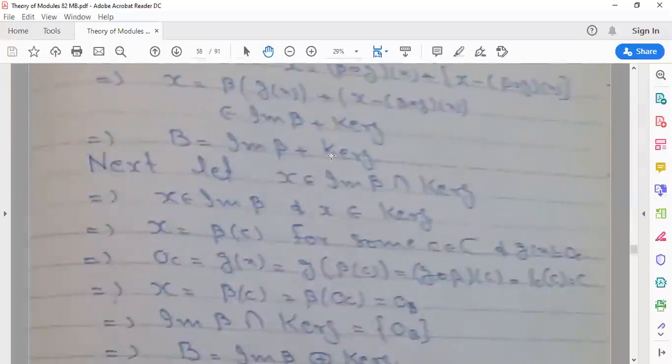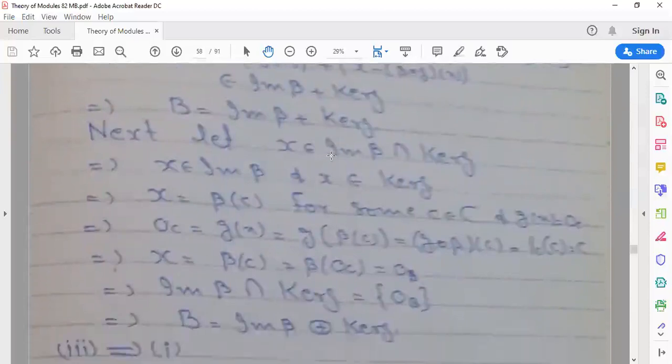After this, we have proved that it is a direct sum. For a direct sum, we also have to prove that the intersection will be empty. So we take x belonging to the image of beta intersection kernel of g. That means that the intersection may contain those elements which belong to both sets. So x belongs to this and also belongs to the kernel of g. x belongs to the image of beta, which means that x has the form beta of c. And x belongs to the kernel, so g of x is equal to 0.